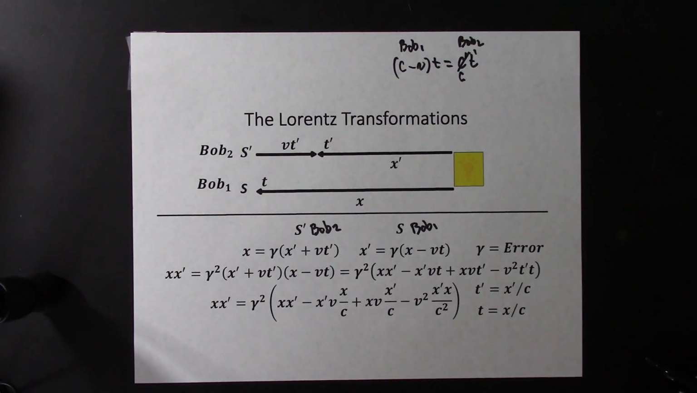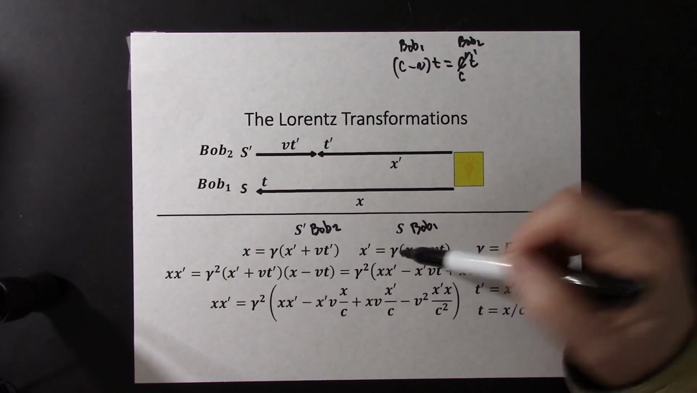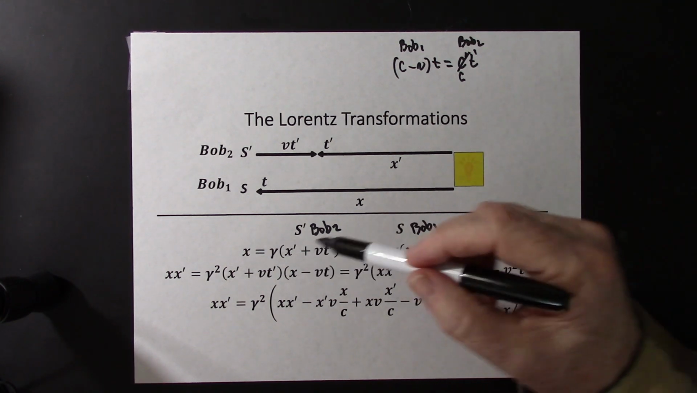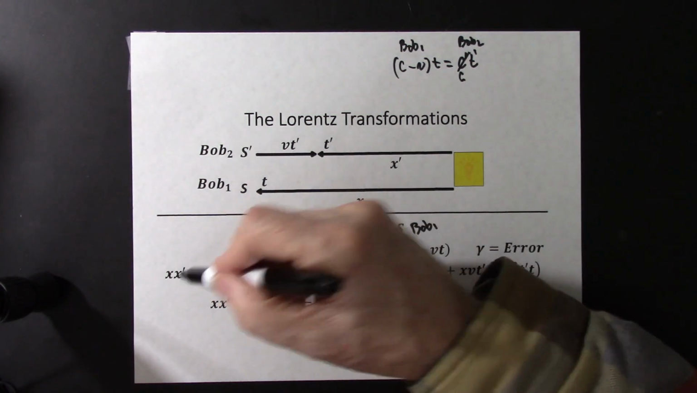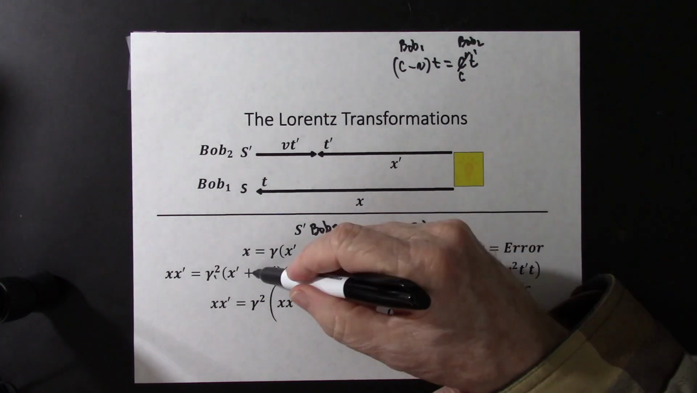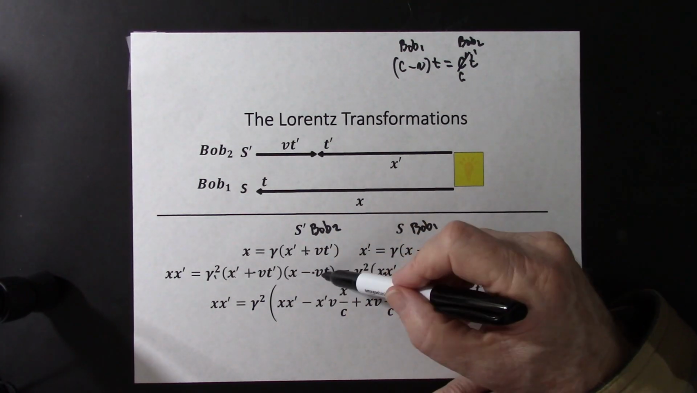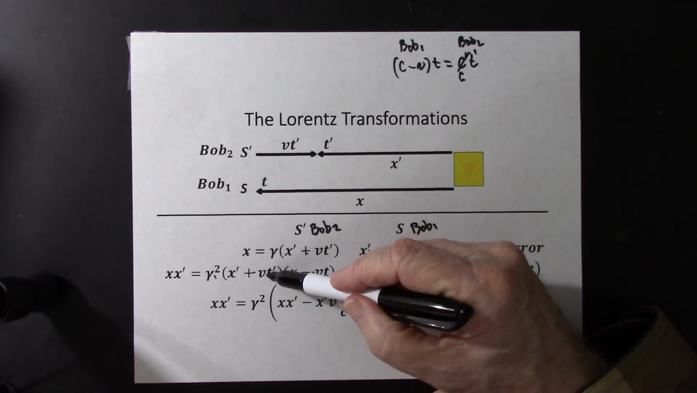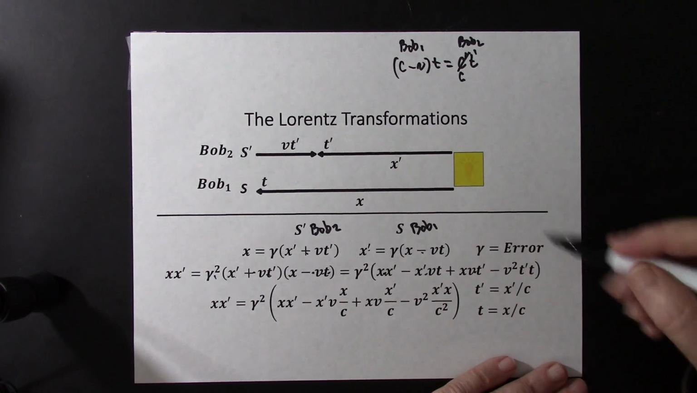So let's see what the consequences of that is. We have to solve and find out what the value of gamma is. And how we do that is we just multiply them together. So we take x times x and we get this. Take that times that and get that. And then we multiply that times that, which is that times that. x prime times x, that's that. x prime times minus vt is that. x times vt prime is that. vt prime times vt is just that.